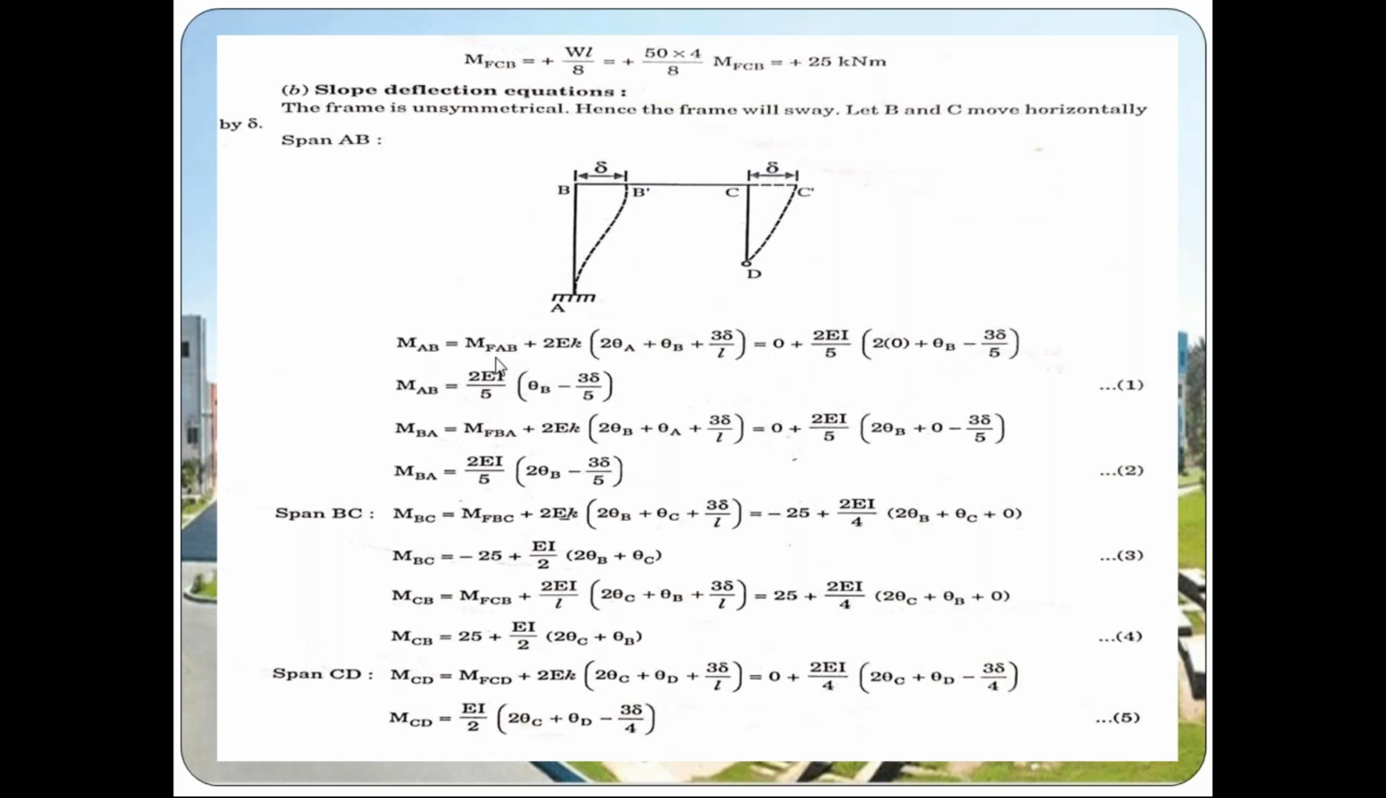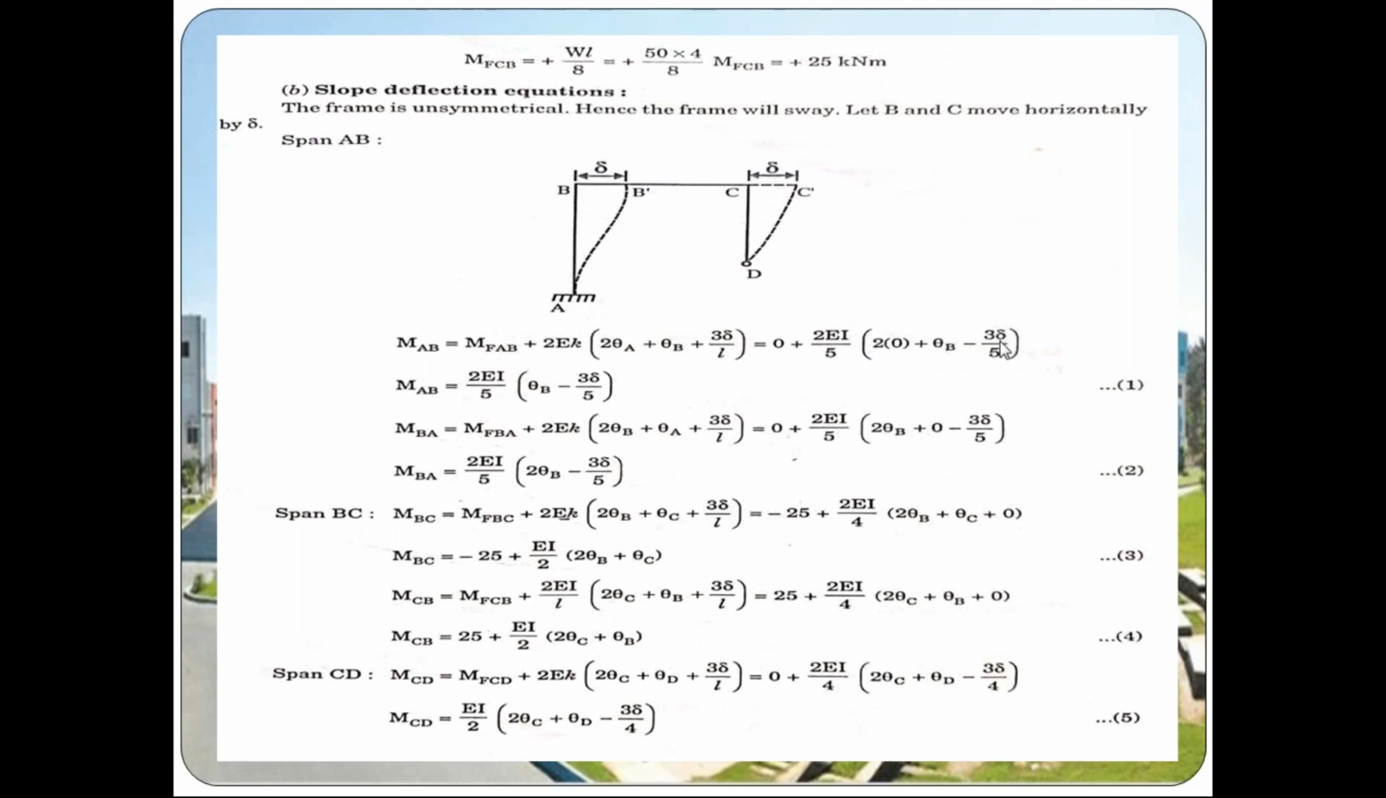That is equal to M of AB. In span AB we don't have any load, so automatically fixed end moment value is 0. So 0 plus 2EI by L. I value is constant for all the members. So EI divided by L. Span length of AB is 5 meters. So 2EI by 5 into 2 theta A. Theta A is 0, fixed support. Because of that, theta A value is 0. So 2 into 0 plus theta B. Theta B is the one unknown. We have to calculate that. So theta B will come, minus 3 delta by 5.